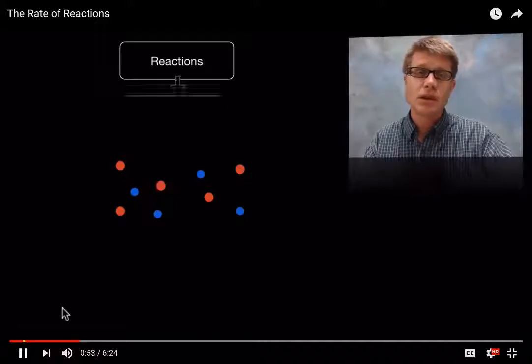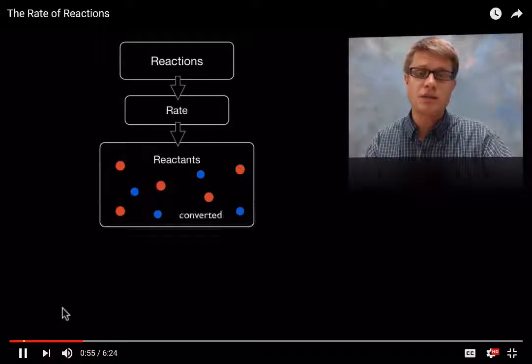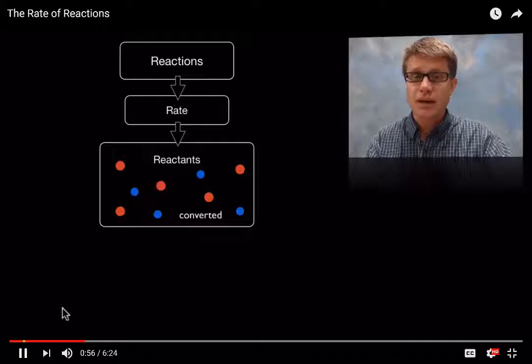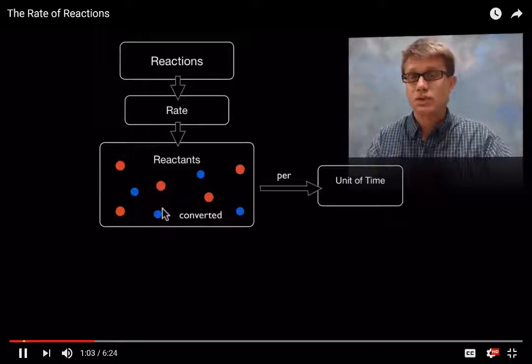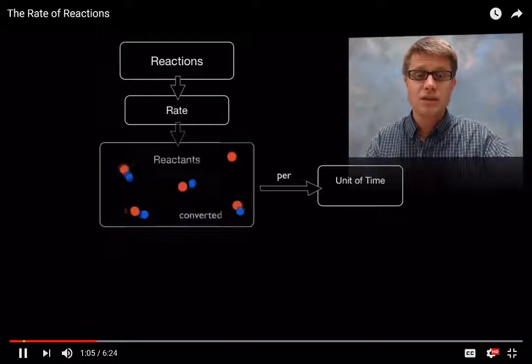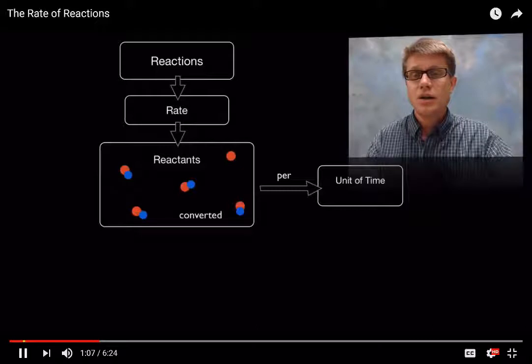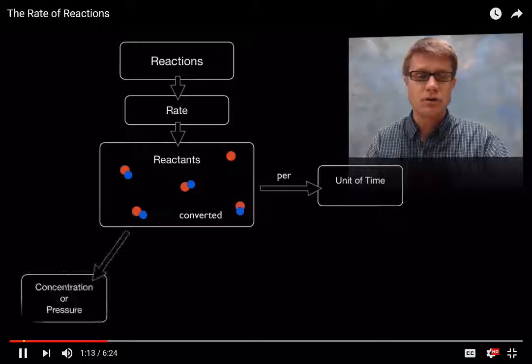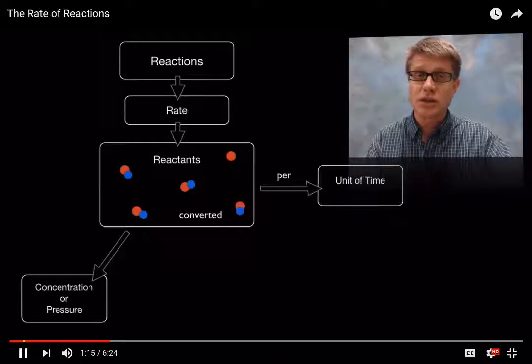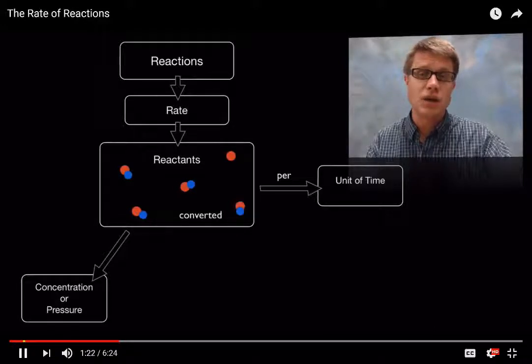And so in a chemical reaction, the rate is simply the number of reactants that are converted to products in a given time. Let's say the red and the blue represent reactants, and we combine those together to make products. The more quickly that we can do that, the faster our reaction rate is going to be. And there are a number of things that are going to affect that. The concentration, in other words, the more reactants we have, the more quickly they're going to find each other, and the faster that reaction is going to occur.